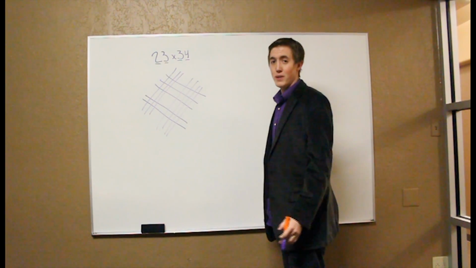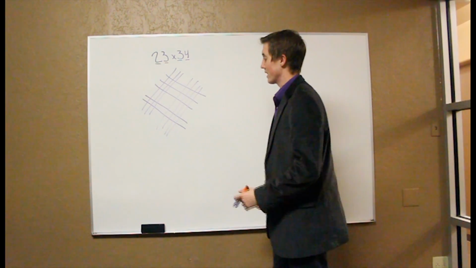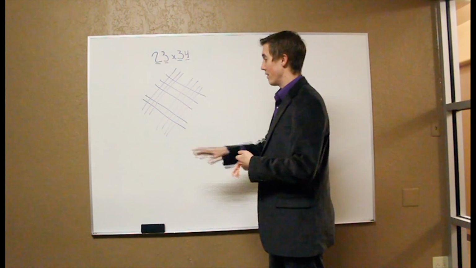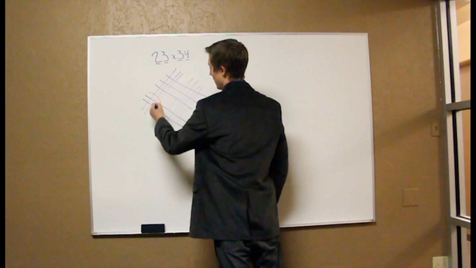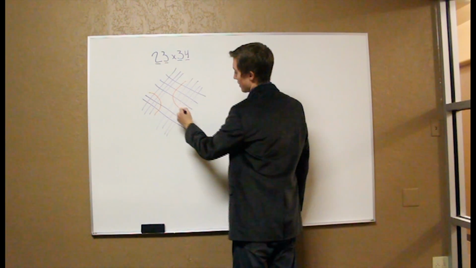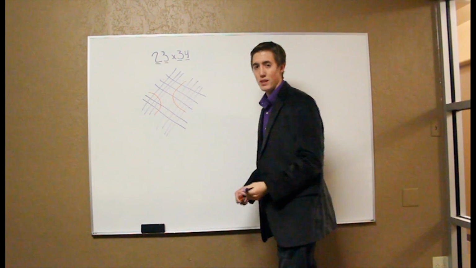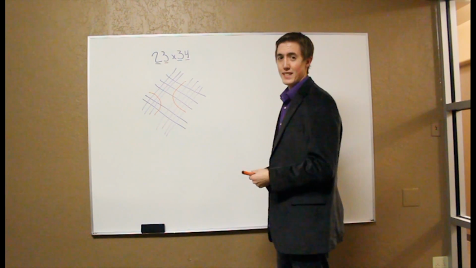Now all we need to do is just simply count up these points of intersection. But we're going to look at separate areas. This area is going to be the hundreds place. This area is our ones place, and the area in the middle is the tens place. So let's get to counting.